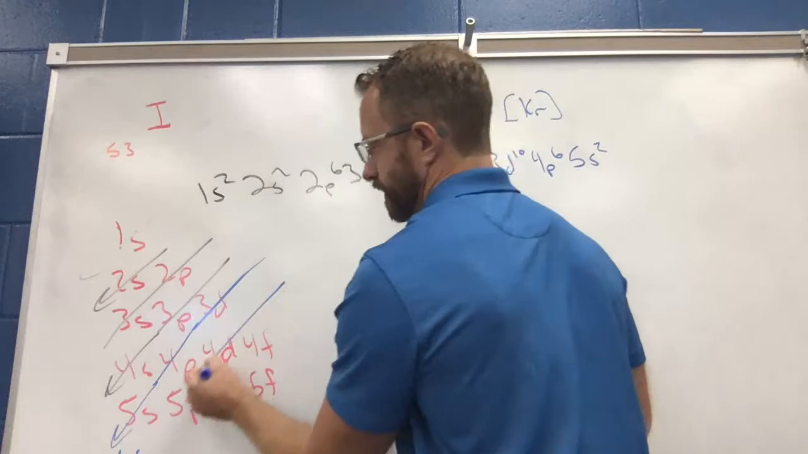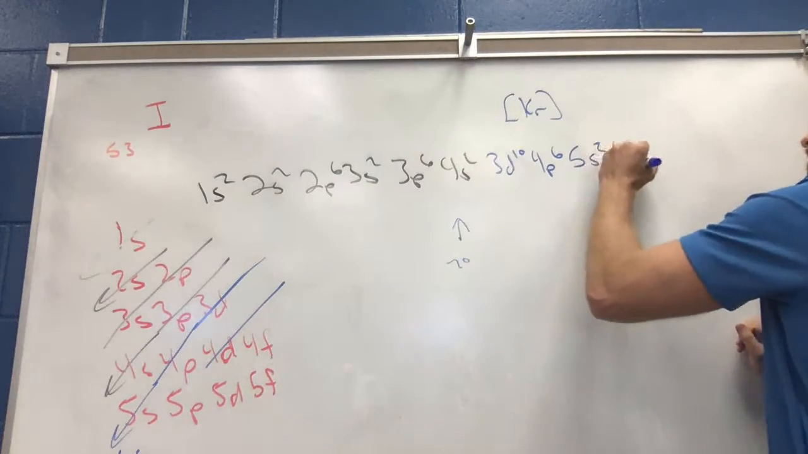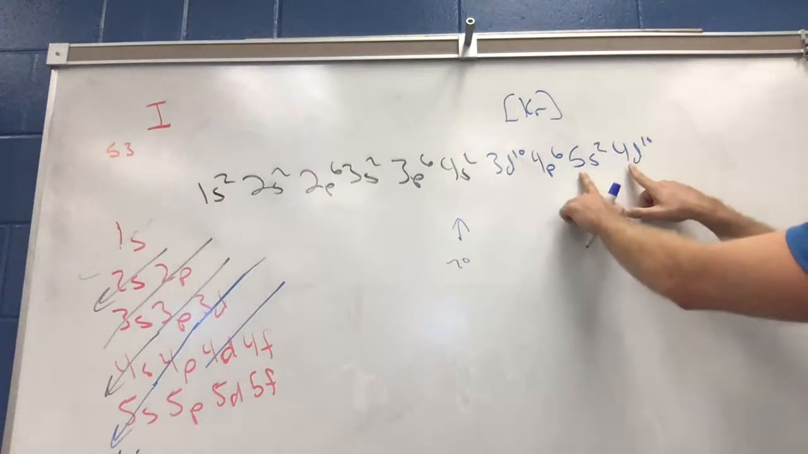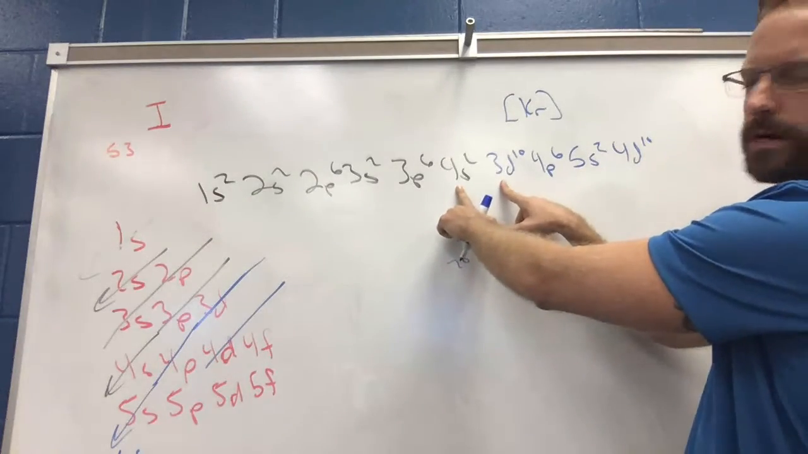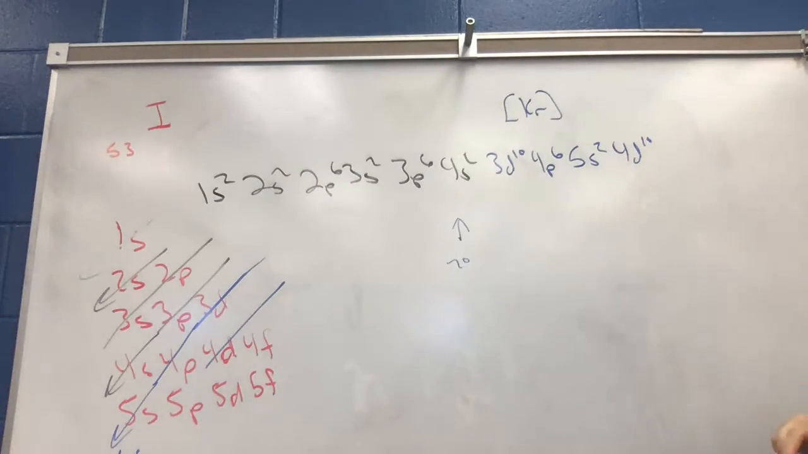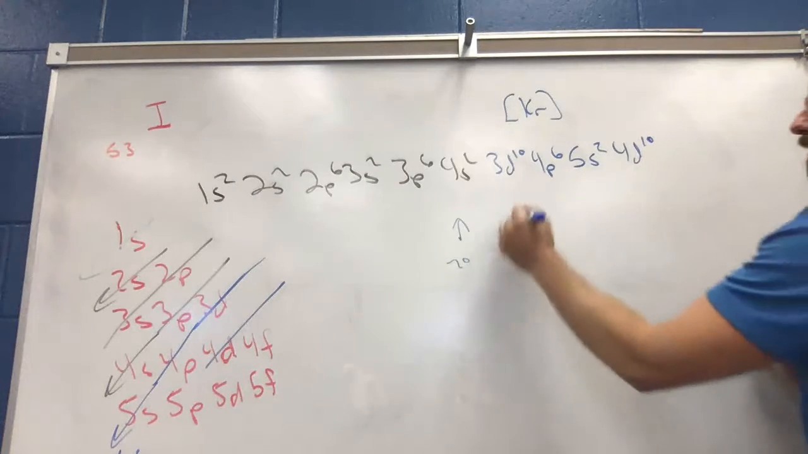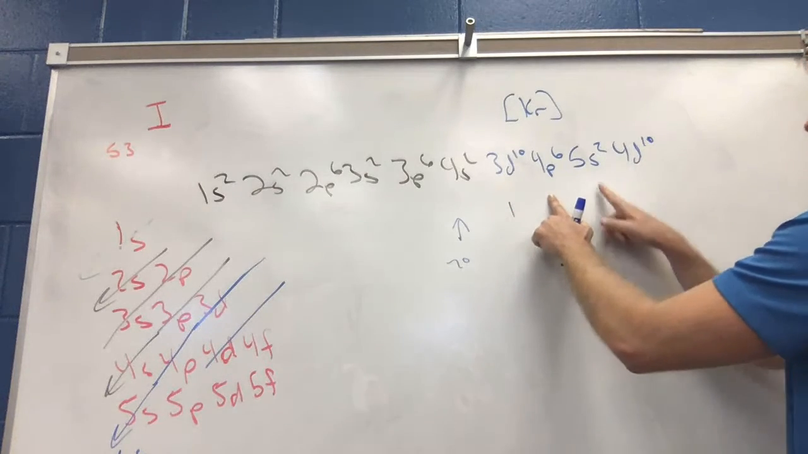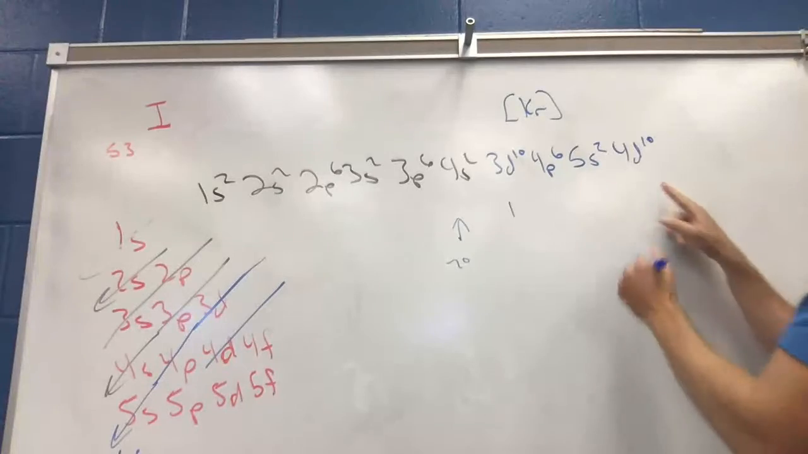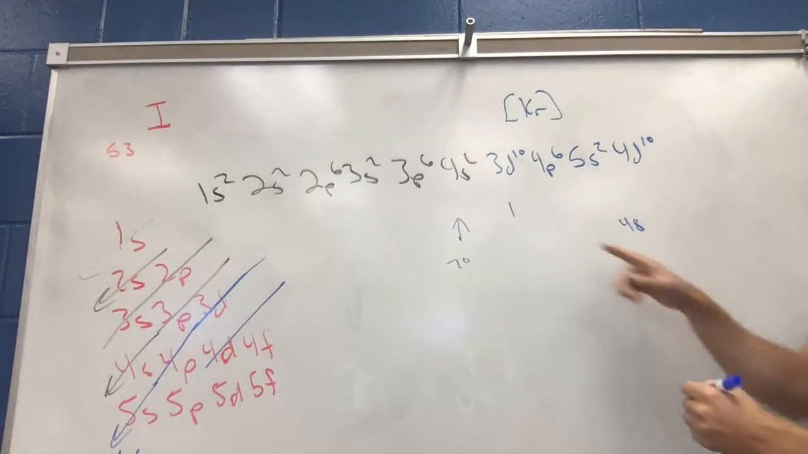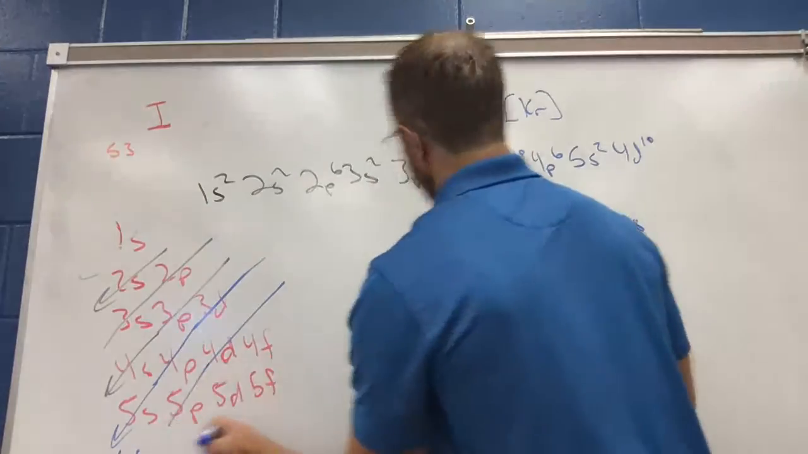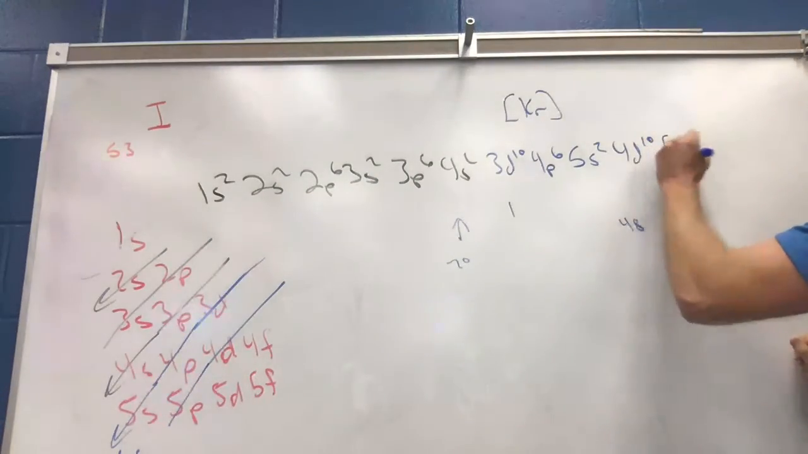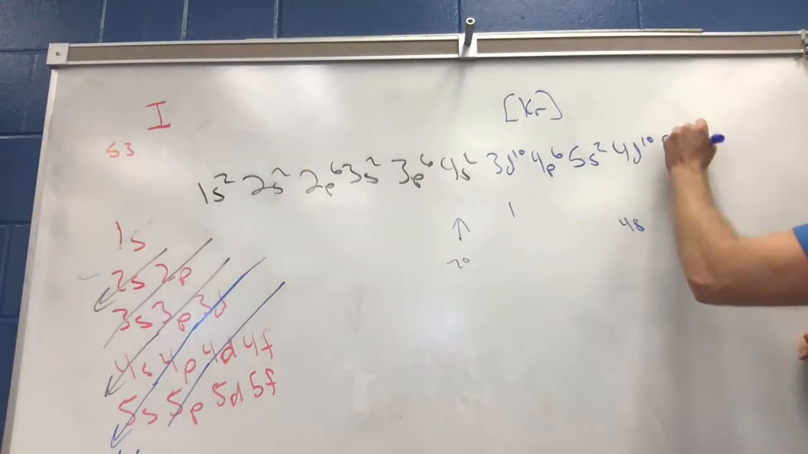So then we go to 4d. You can fit 10 in the d's. Notice the d's will always be one less than the s's that come right before them. So you had 4s and then 3d, 5s and then 4d, 10. So we had 30 right here. So this is 36, 38, and 48. So we have 5 left. So from there, you will go to 5p, and we had 5 there, so 5p5.